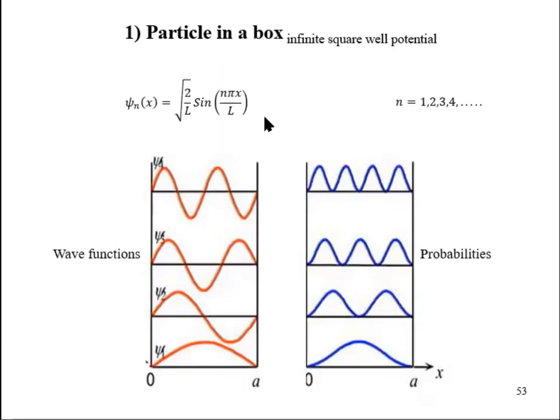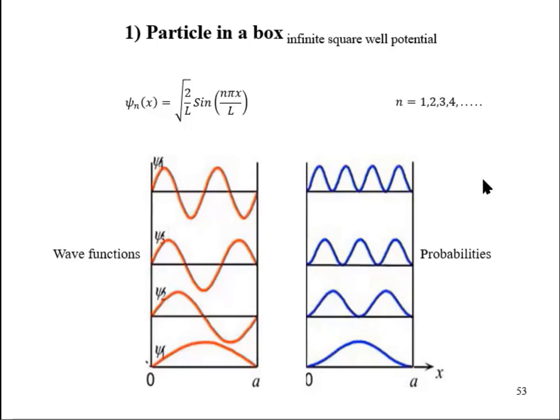The wave function depends upon n, and for different values of n, it can be plotted like this. Similarly, the square of it, which is the probability of finding the particle in a certain region, can be plotted like this. Clearly, the probability of the particle to be at some specific point in the potential box is different for different states, like its energies.